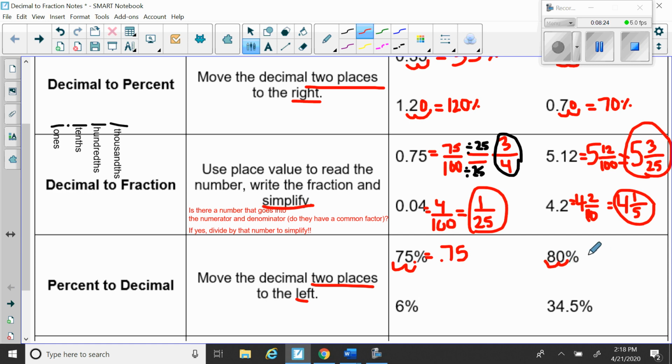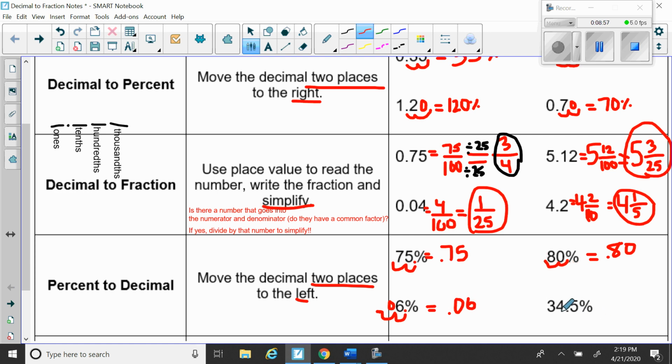That would give us 80 hundredths, okay? And you could also write that as 8/10. You don't have to keep that 0 if you don't want to, okay? 6, we have a decimal here. We have to move it 2 places. Well, we don't have a second place here, so we need to put a placeholder of a 0. So this 6% would be 6 hundredths, because remember, percent is always out of 100. 6 hundredths would be the decimal there.